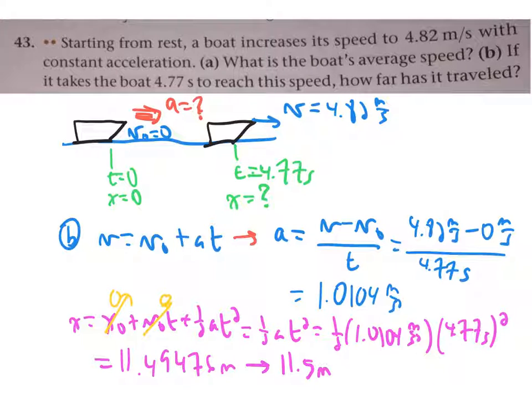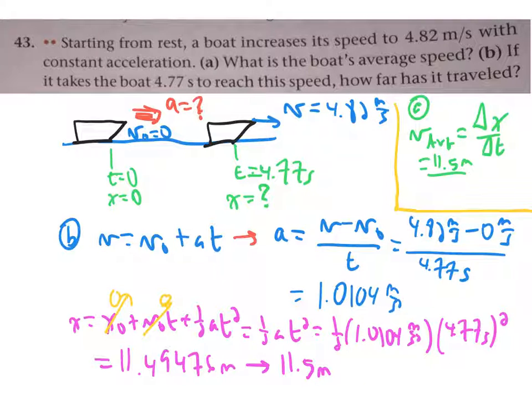And having done that, almost in a silly manner, I can go back up here and do part A. The average velocity is defined as the change in position over the change in time, or the 11.5 meters over the 4.77 seconds, which is 2.41 meters per second, which again agrees with what we had in the first way we solved it.